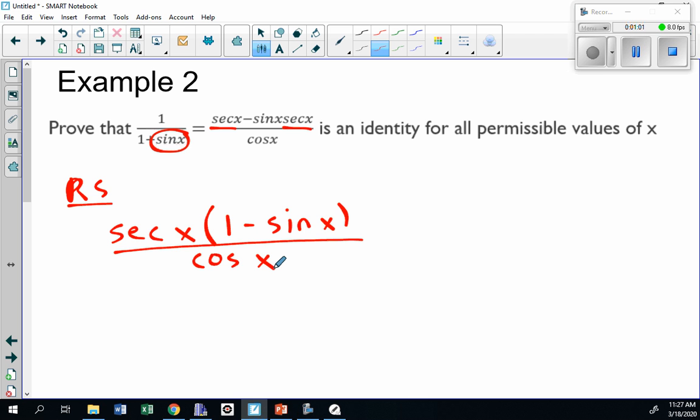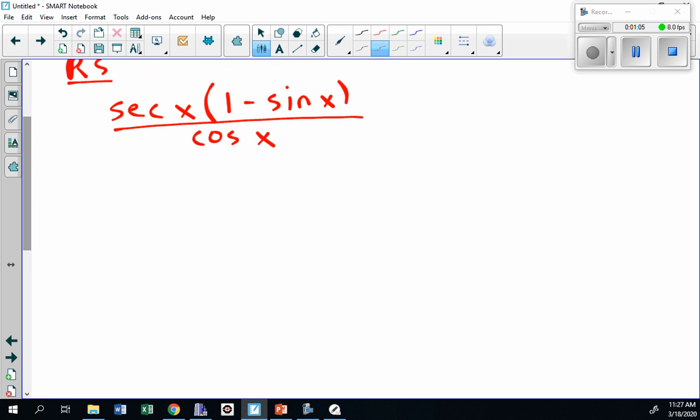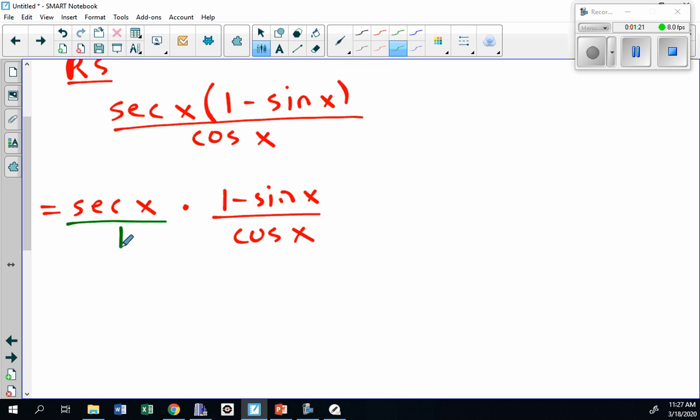It doesn't look any simpler, and now I'm going to do something that maybe looks weird, but it's only for the sake of showing you. I'm actually going to rewrite this as secant x times 1 minus sine x over cos x. Now we haven't changed anything because if you remember, sine x can be written over 1. So if we go sine x times 1 minus sine x, well, that's the numerator. And then 1 times cosine x is the denominator.